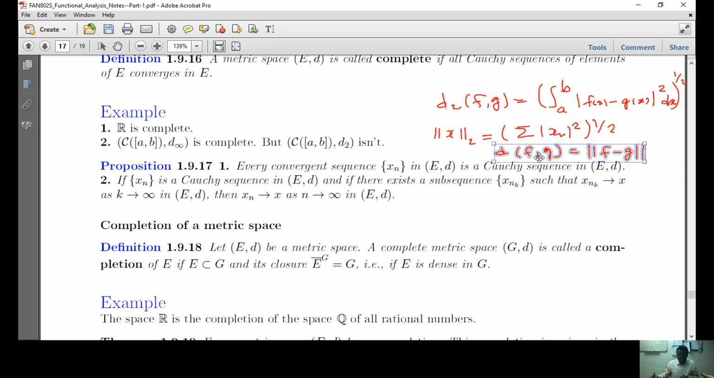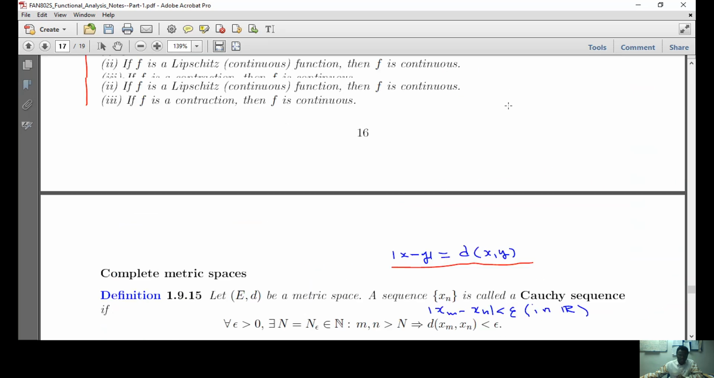But because these are not vectors, but continuous functions, and continuous functions are integrable, you transform the sum into an integral. So that's how you define the 2 norm, or D2. This is how you define it.